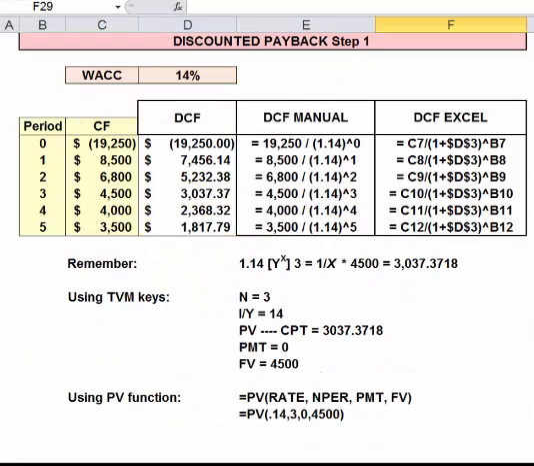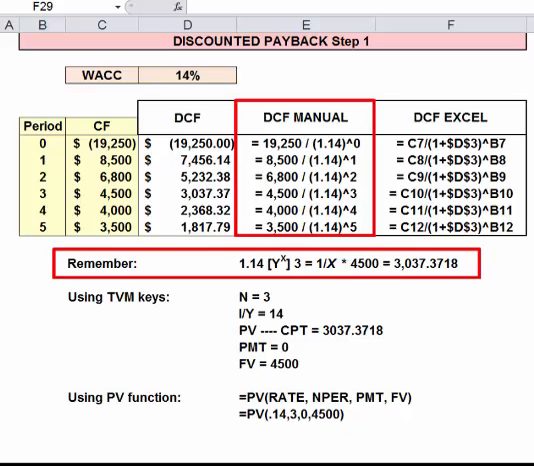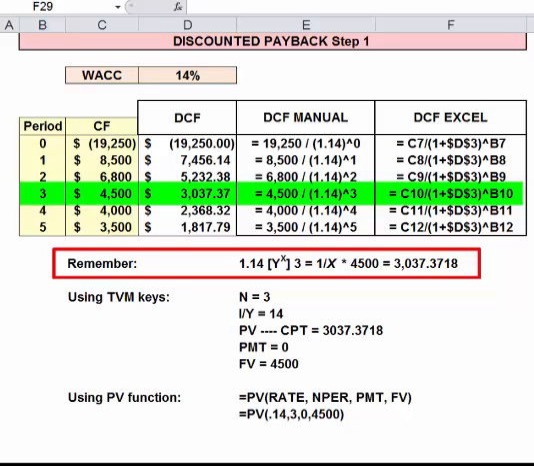Discounted payback solves a major drawback of payback. It considers time value of money by discounting the cash flows before accumulating them. Each cash flow has to be discounted back to year 0. This can be done manually in your calculator or in Excel. In your calculator, remember how to use the y to the x and the 1 over x keys. Looking at cash flow 3, we would want to divide that by 1.14 raised to the 3rd power. So you would enter 1.14 y to the x 3 equals 1 over x times 4,500.